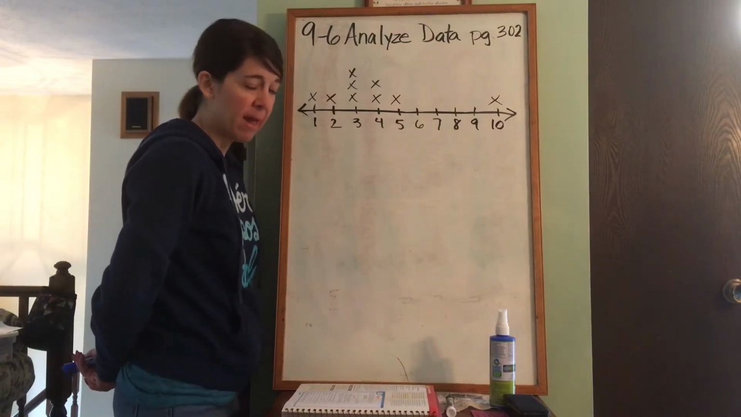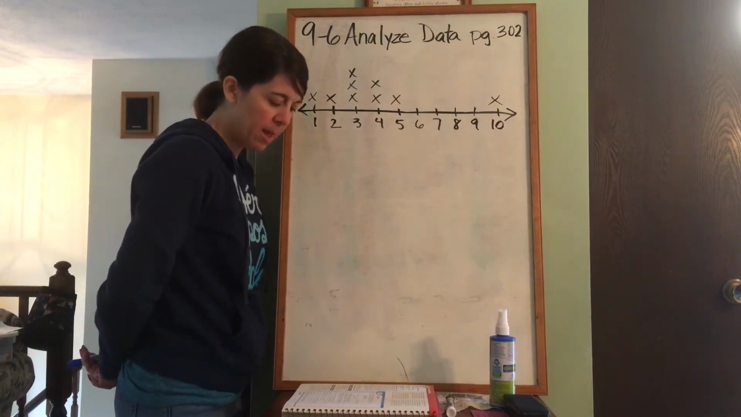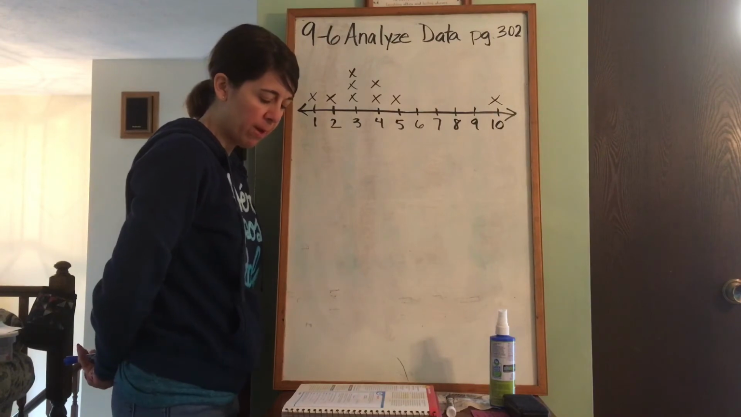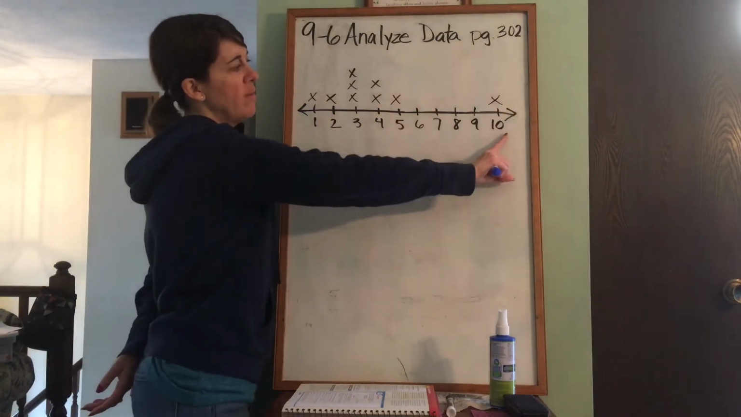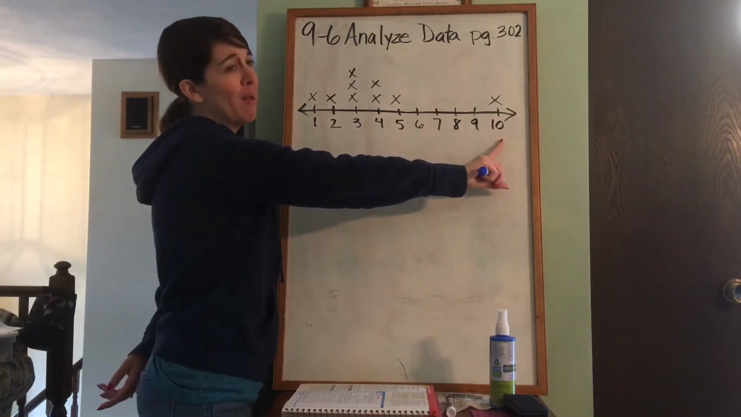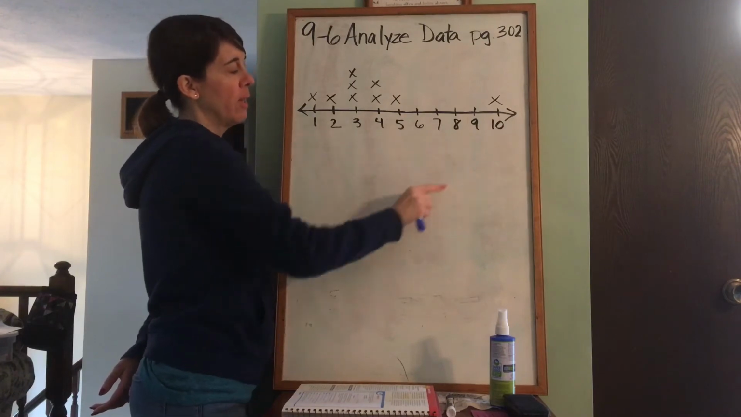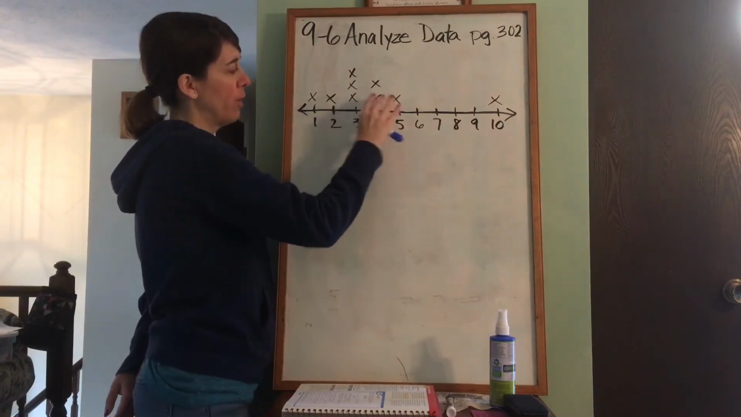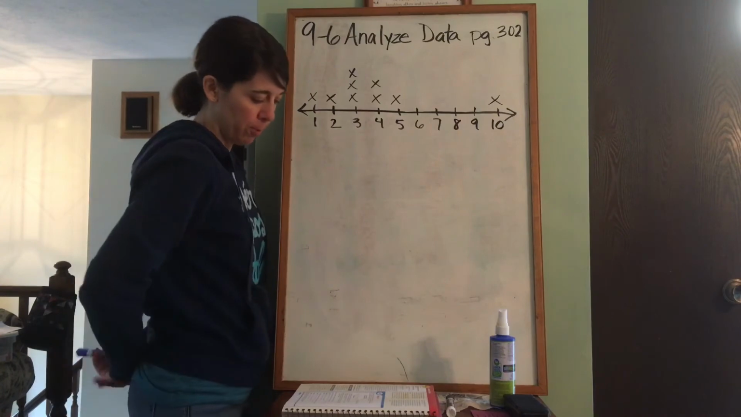And the last one is outlier. You might remember that term. Outliers are numbers set apart from the rest of the data. And so you can see that 10 is out here all by itself. And so that would be considered an outlier. It's not close to or attached to the rest of the group.